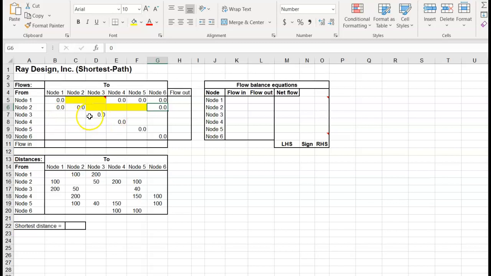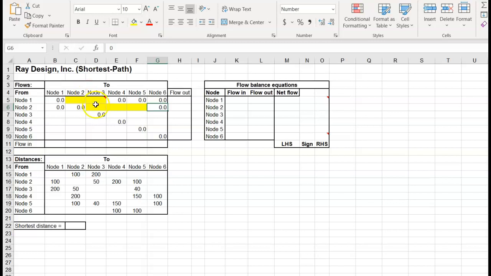Now, the reason why I'm doing this yellow highlighting only for certain cells is it doesn't really affect your solution, but it makes reading the solution and interpreting it really easy, because only the cells that are in yellow, you know that Solver got a solution for those cells, and the remaining ones are 0.